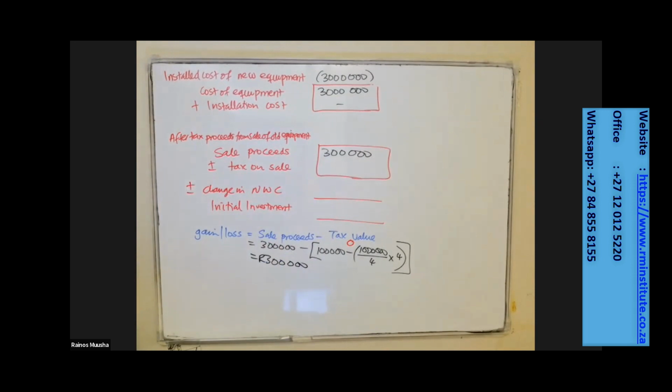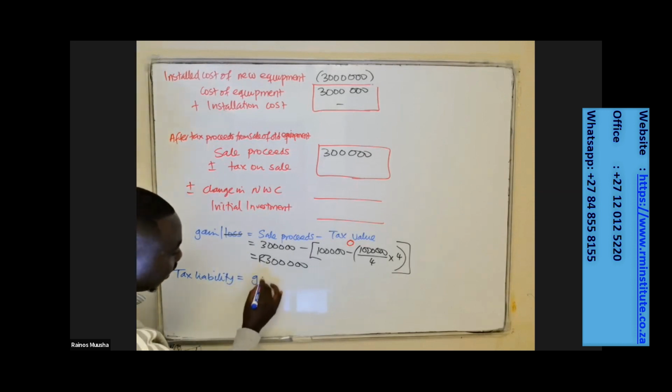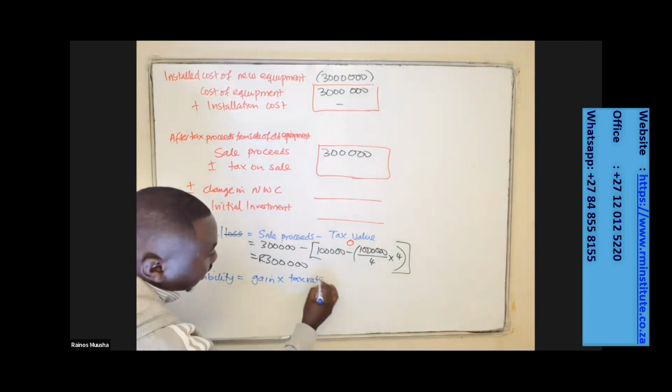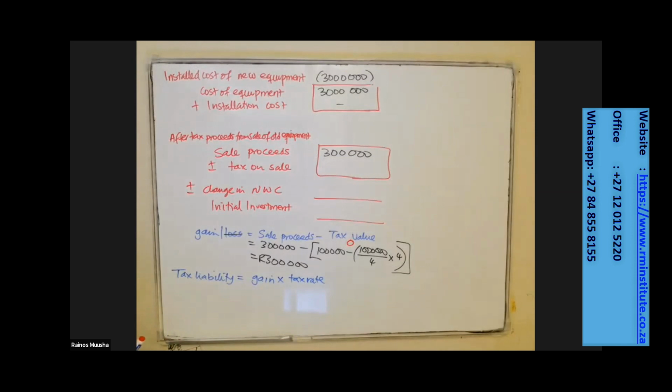So you've made a gain of 300,000 because you're selling this machine for 300,000 when in your books you're saying that the machine is worth what? 0. So in this case, we've made a gain of 300,000. Now, whenever you make a gain, what do we know? SARS is going to tax you on that. So your tax liability is equal to the gain multiplied by the tax rate.